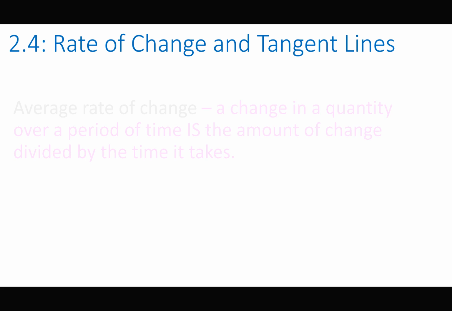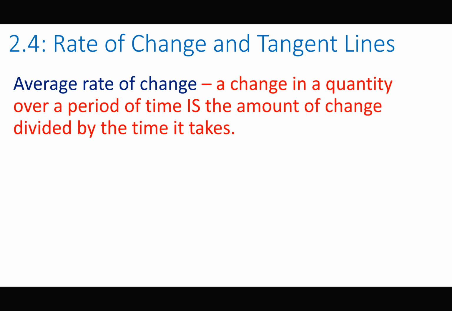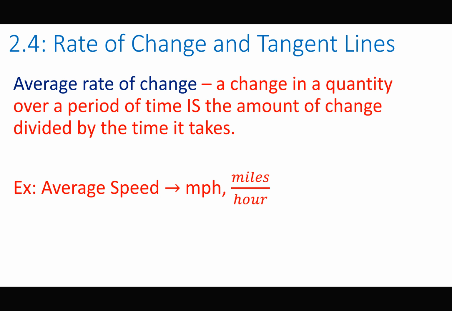Okay, so average rate of change. A change in a quantity over a period of time is the amount of change divided by the time it takes. Okay, this is nothing mind-blowing. This is something you've been doing since Algebra 1, if not prior, when you started talking about slope of a line, because really that's all calculus is. We're just analyzing slope of a line, but we're doing it in multiple different ways and using that in different ways, okay?